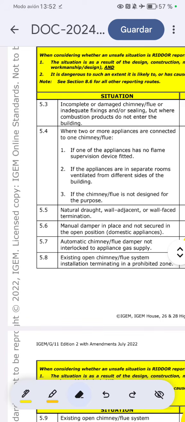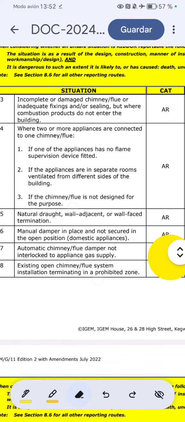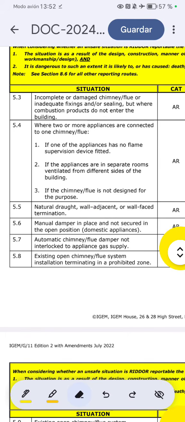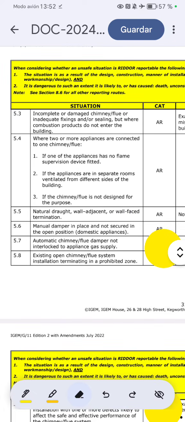5.6, manual damper in place and not secured in the open position, domestic. I mean, I would have said at risk. Okay. 5.7, automatic chimney / flue damper not interlocked to appliance gas supply. Ooh, I don't know why, when it says not interlocked, to me that's sounding like some ID situation though. I'm going to at-risk it.